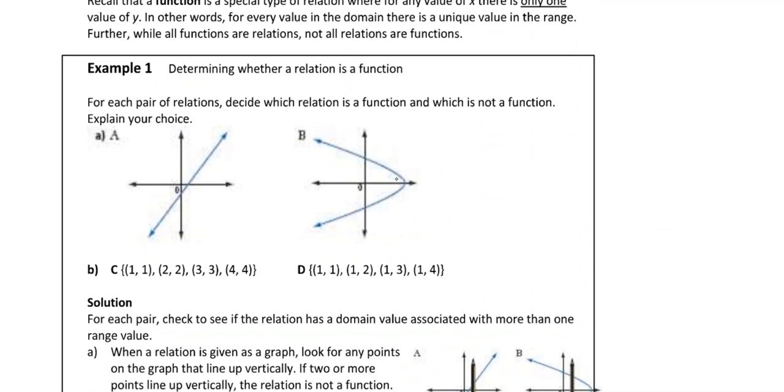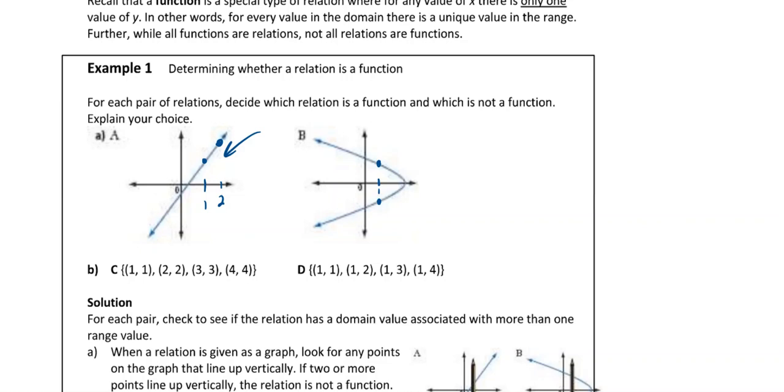Like in this example, this one would be a function because for any value, let's say x is 1 here, then there's one value of y for that one. For 2, there'd be one value of y. But look at this one. If I had a value of 1 right there, then there's actually 2 different values for that one value of x.